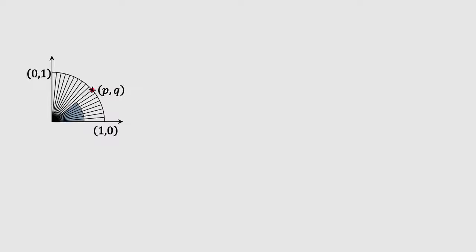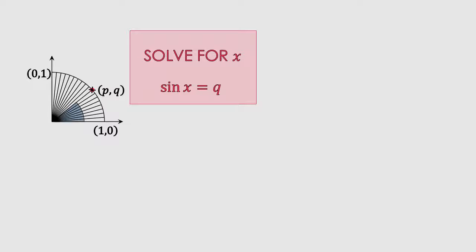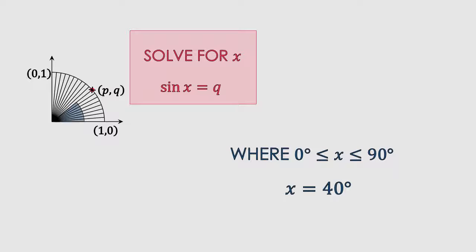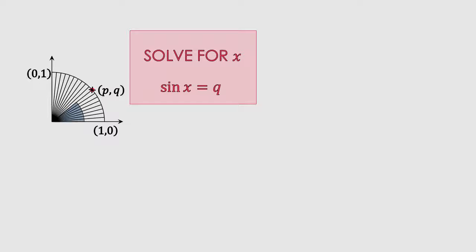Let's start with the point P, Q in the first quadrant of the unit circle. Can you solve for x for which sin x is q? If 40 degrees was your answer, remember that's only a solution between 0 degrees and 90 degrees. But what if the task is to find solutions for which x lies anywhere between minus 540 degrees and plus 540 degrees?